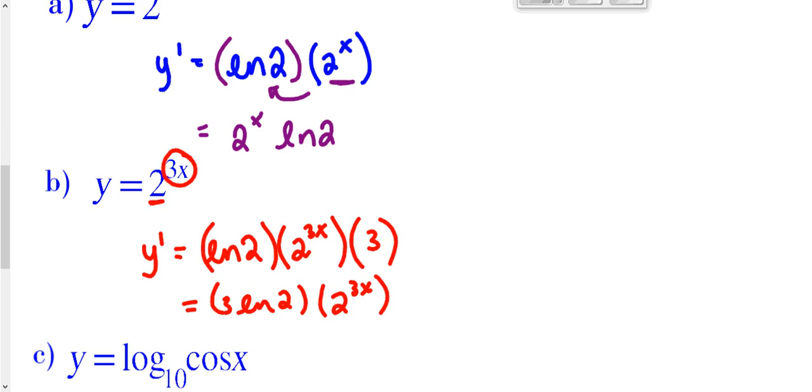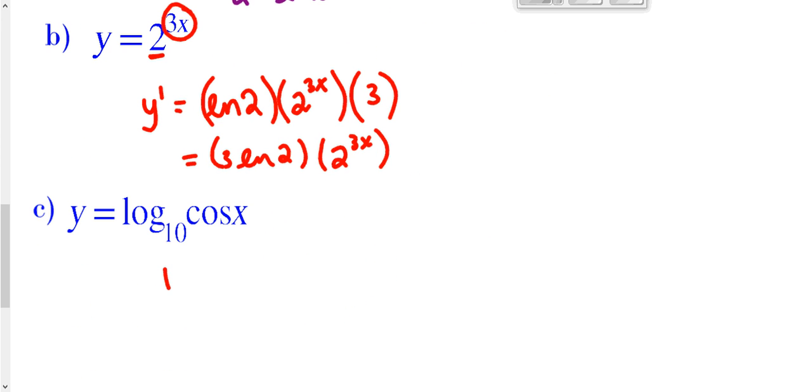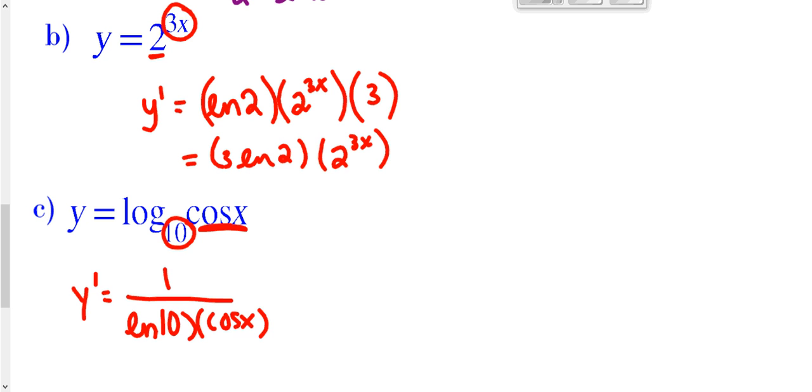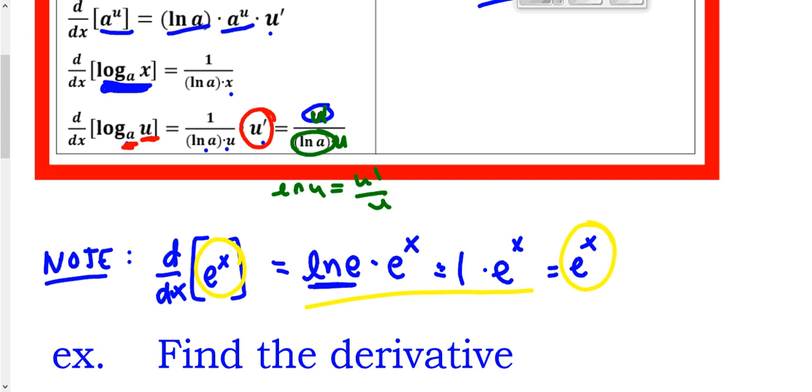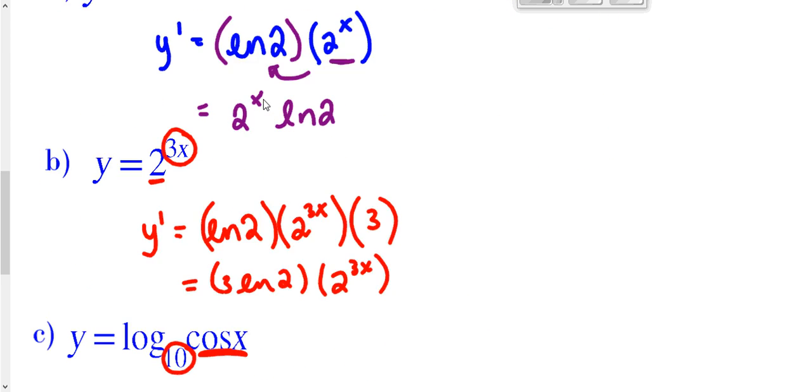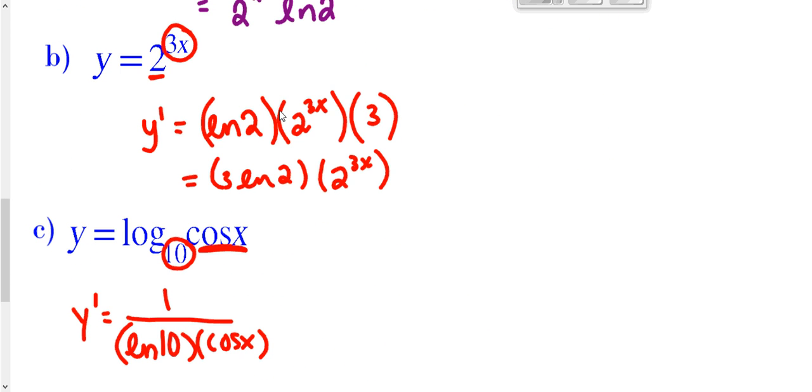So let's see. We have 1 over, when we do y prime, the ln of this number times whatever is here. So this is times cosine of x. Then once we do these two, we'll multiply by the derivative of cosine of x. The derivative of cosine of x is negative sine of x. So this is times negative sine of x.